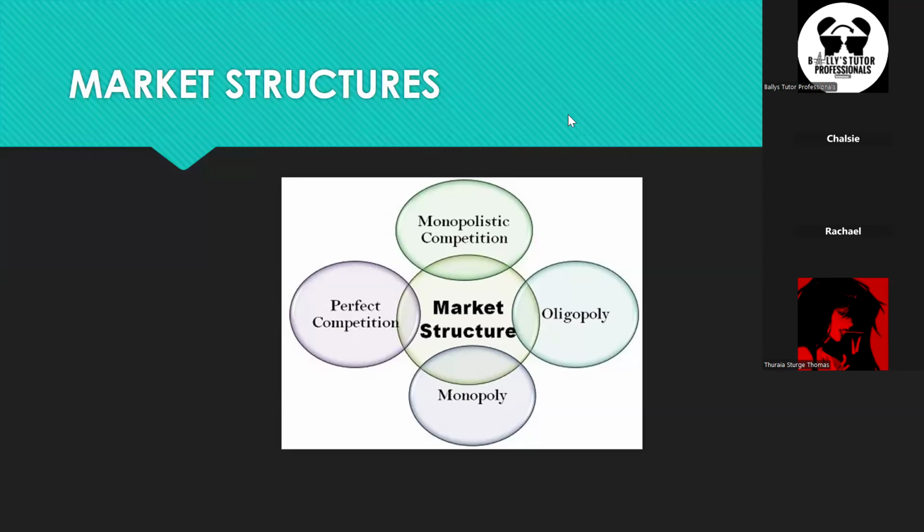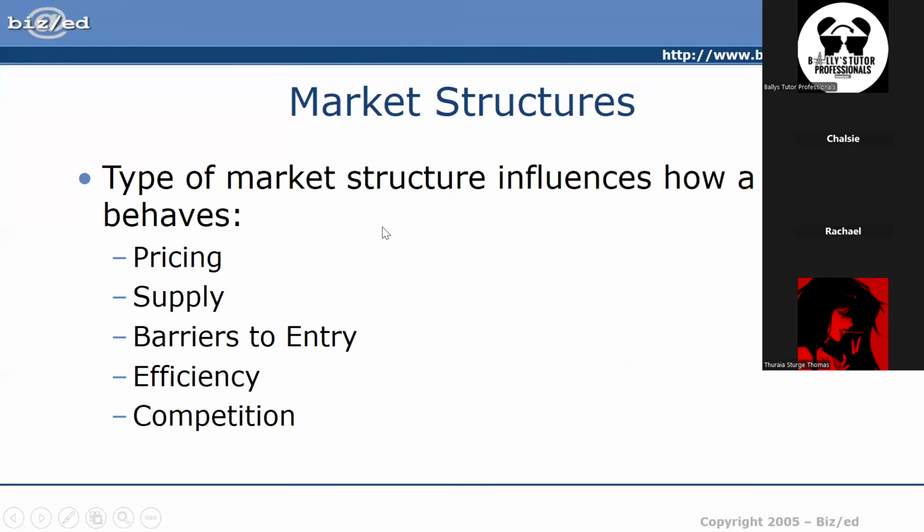So this is the start of crash course day 2. And we're starting off strong with market structures. We're in the last part of the micro section.